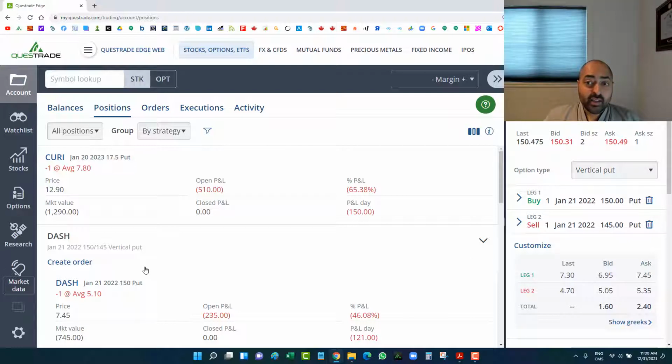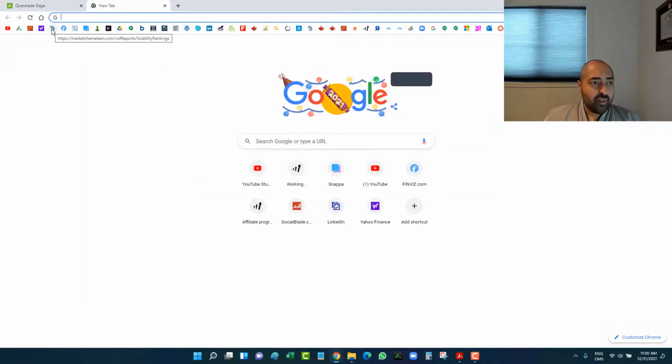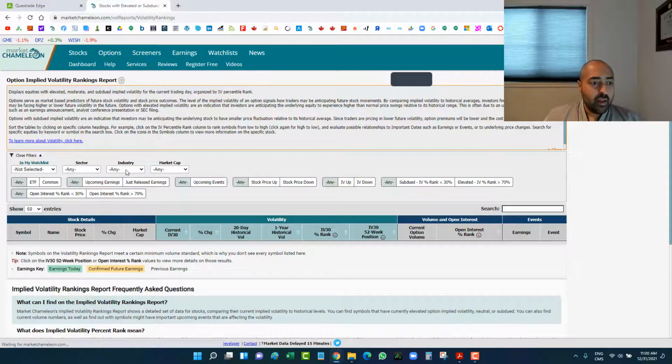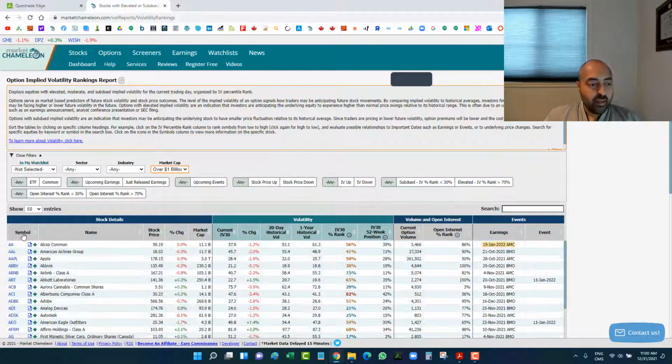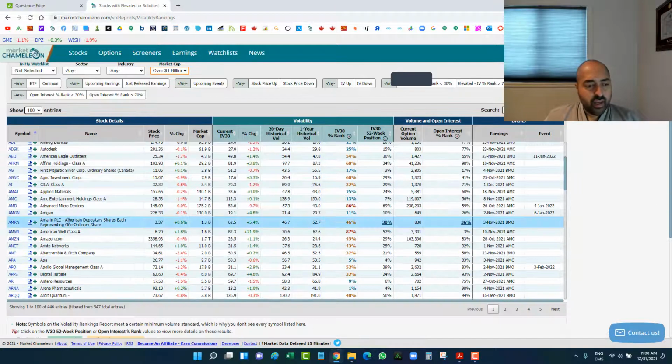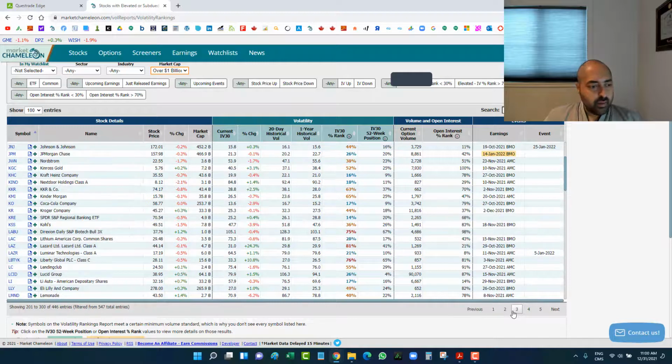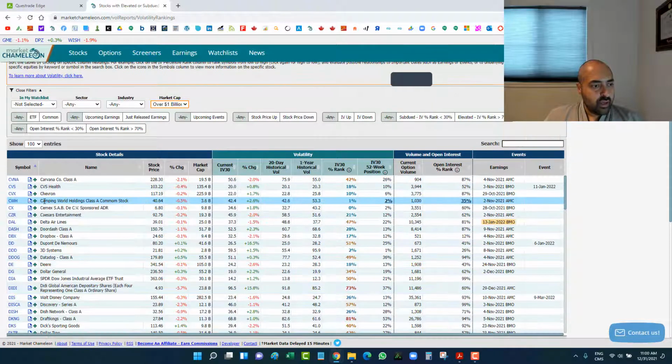Now let's see if it has high implied volatility, or if IV rank is high, it needs to be above 30. Questrade's browser doesn't have anything for that, so I'm just going to go to MarketChameleon and look for the stock itself. What was it, Dash? Let's start with over $1 billion. Let's sort by symbol, and I'm looking for Dash, so it's going to be in the D's. Page 2, so Dash is over here. It has an IV rank of 13, so it's below 30.